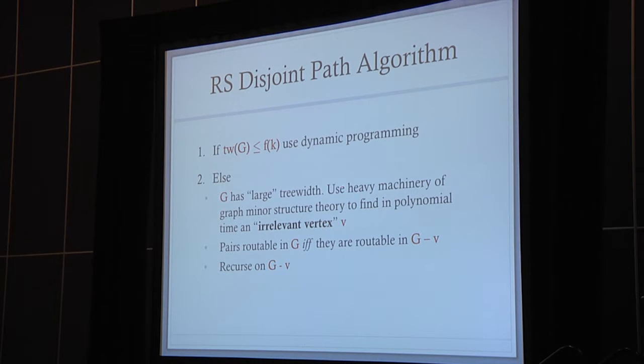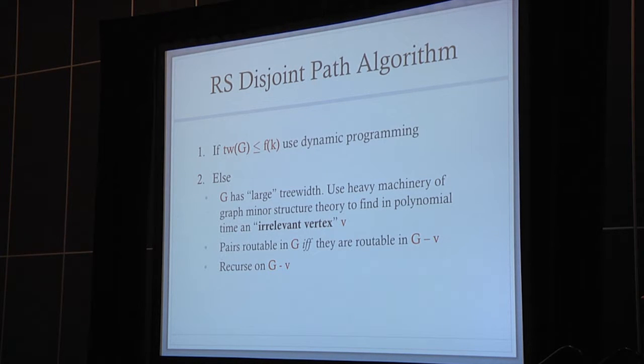They are able to show, and this requires a huge amount of work, that if the graph has a large tree width, then there is a vertex V called irrelevant, such that the graph admits routability for the pairs if and only if they are routable in G minus V. So they show that there is some vertex they can find efficiently, such that the pairs are routable in G if and only if they are routable in G minus V. So the vertex is really irrelevant as far as the routability of G is concerned.